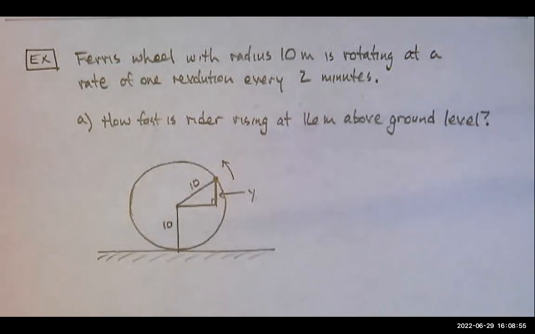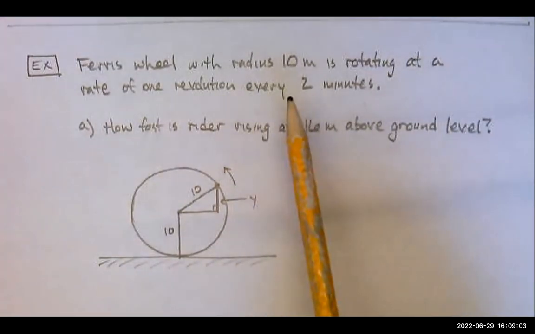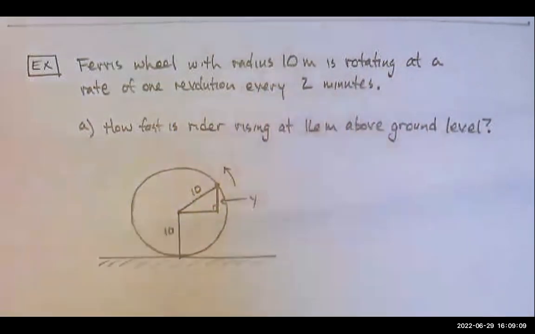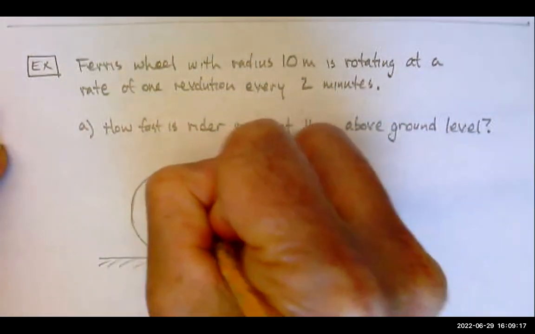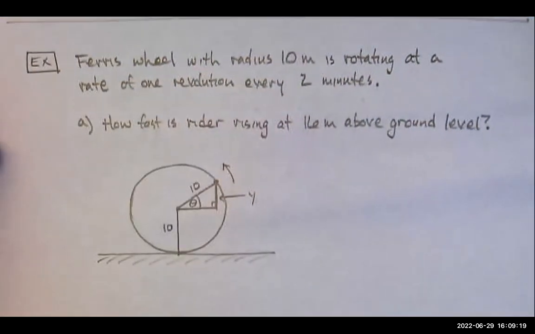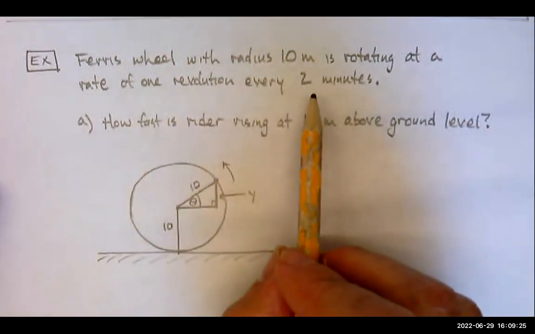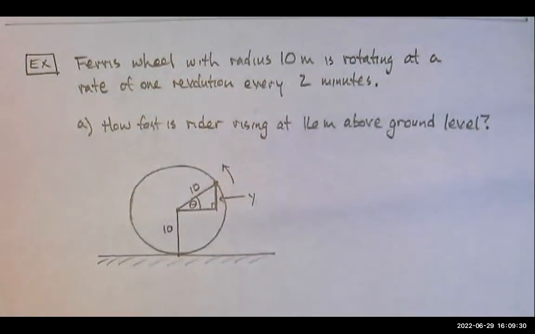Okay. Now, what else can we label here? We only have one variable. That's not going to be enough. What else did they tell us? They said the Ferris wheel is rotating at 1 revolution every 2 minutes. Because they're telling us about rotation, how fast this is spinning, we want to label this little angle here maybe as theta. Because we know how fast it's rotating, we know the rate of change of theta, dθ/dt. So that's something we've got to get involved.